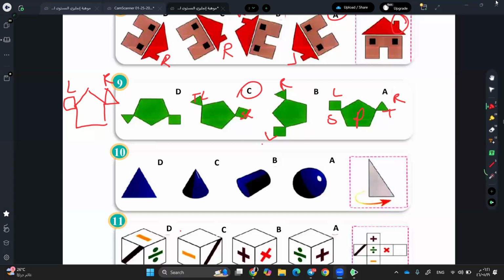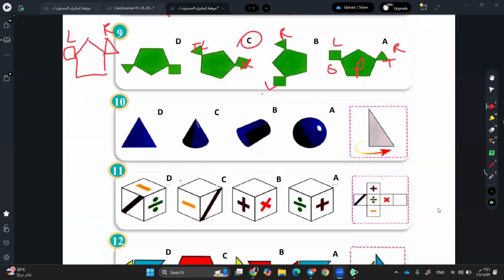So can we move to question number 10? Okay, excellent. Okay, question number 10. Okay, yalla Yousef.